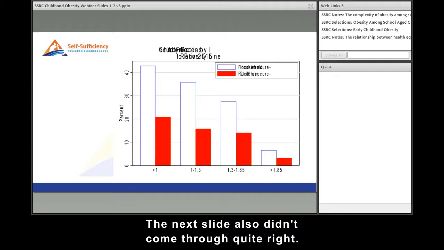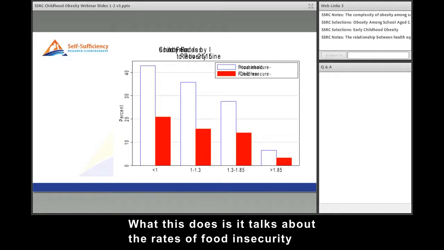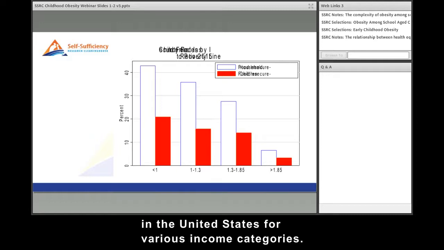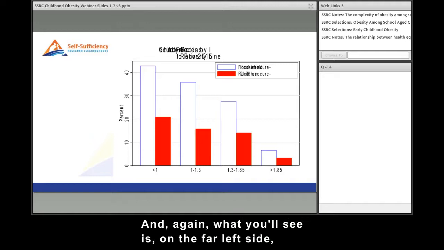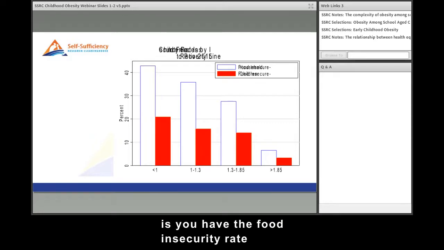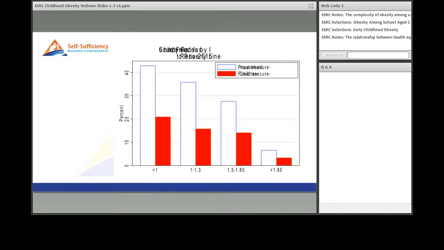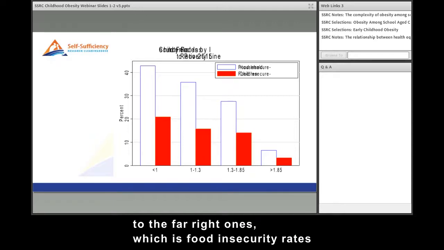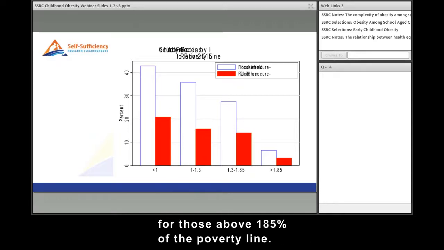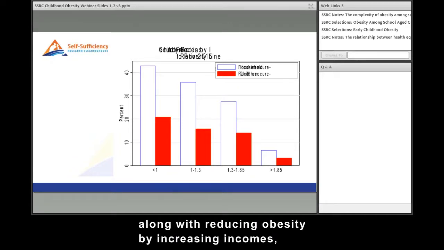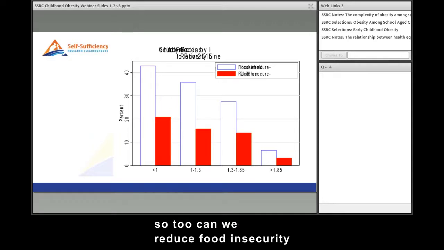The next slide also didn't come through quite right. What this does is it talks about the rates of food insecurity in the United States for various income categories. And again, what you'll see on the far left side is the food insecurity rate for households with children with incomes less than the poverty line, all the way up to the far right, which gives food insecurity rates for those above 185% of the poverty line. So what you see here again is that along with reducing obesity by increasing incomes, so too can we reduce food insecurity by increasing incomes.